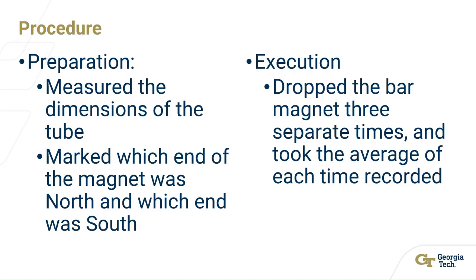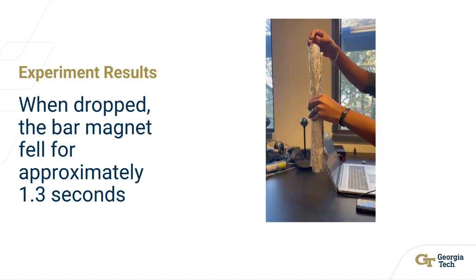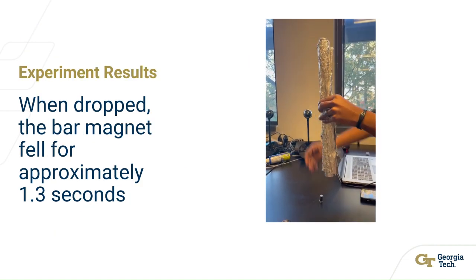We then dropped the bar magnet three separate times from the top to the bottom and took the average of each time recorded. In our experiment, the fall time was approximately 1 to 2 seconds, significantly slower than regular free fall.